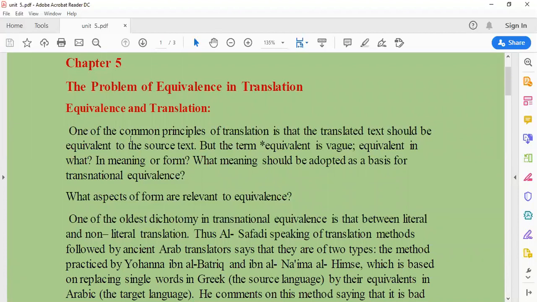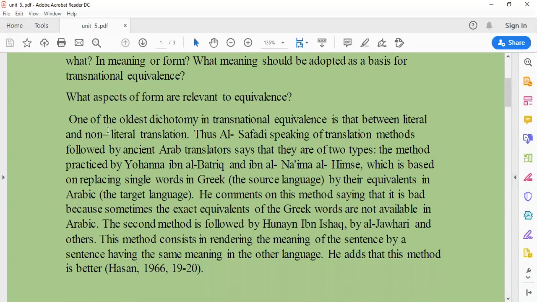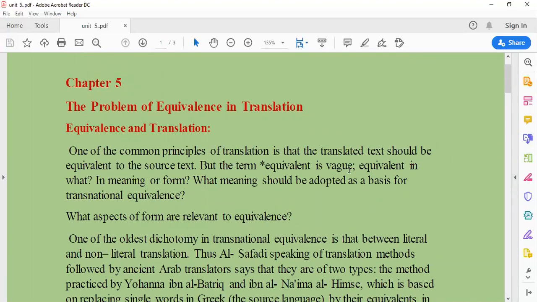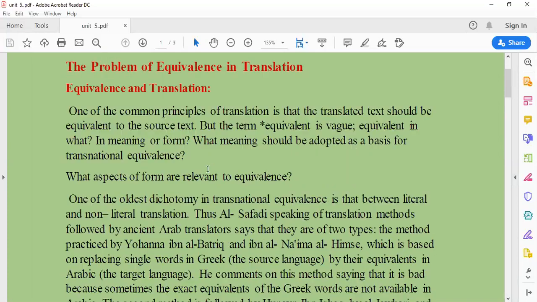One of the common principles of translation is that the translated text should be equivalent to the source text, but the term equivalent is vague. Equivalent in what meaning or form? What meaning should be adopted as a basis for translation equivalence? What aspect is relevant to equivalence? So we have to know about it. Equivalence for the text, or equivalence in meaning, to the source language.